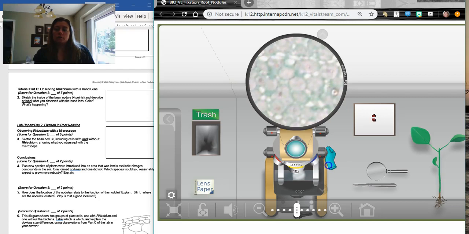Okay. So again, I'm going to have to fine tune with this one. But you have to be real careful with the rough focus or you'll blow right past what you're looking at.